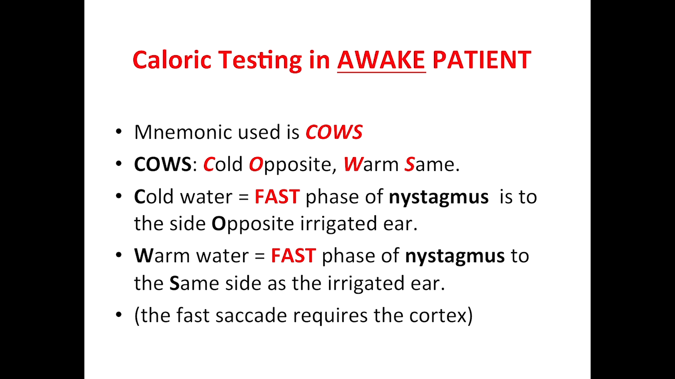There is a mnemonic for remembering which way the nystagmus is beating, as we say. The fast component is the beating phase. So we have a mnemonic for caloric testing in an awake patient, and we say that it is COWS: cold, opposite, warm, same. That refers to the direction of the fast phase, the saccadic part of the nystagmus. Cold, opposite, meaning your eyes beat to the opposite side. Warm irrigation, the eyes beat to the same side.